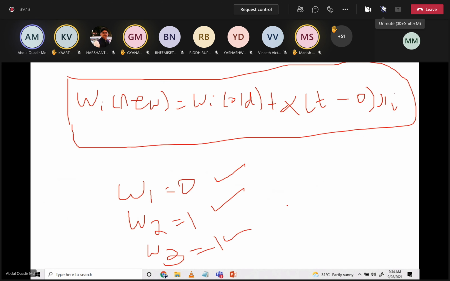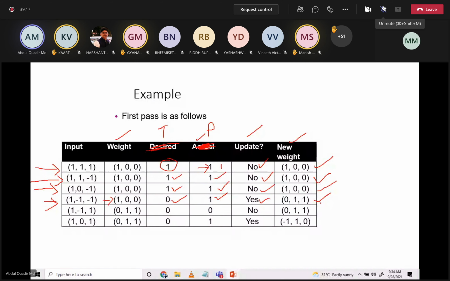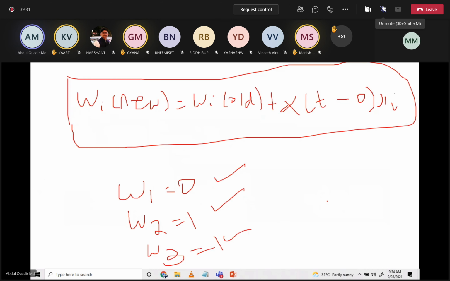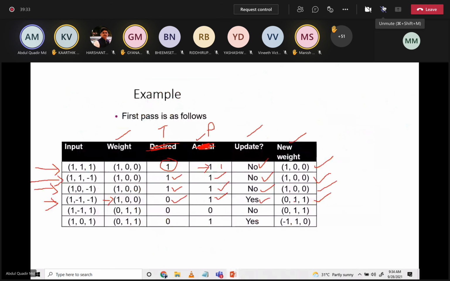And what is the new weight updation, students? 0 1 1. Is that clear? That is what is called the Perceptron training rule. We are training the system using the concept of Perceptron. Is it clear till here? Is it clear to everybody?